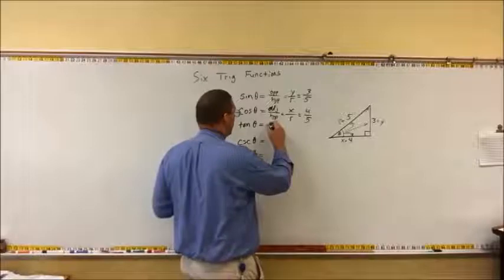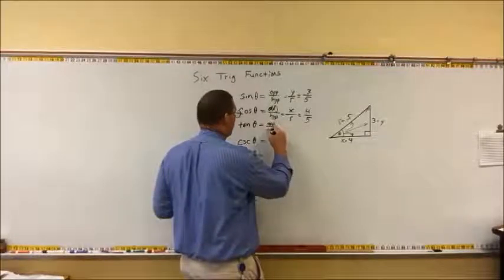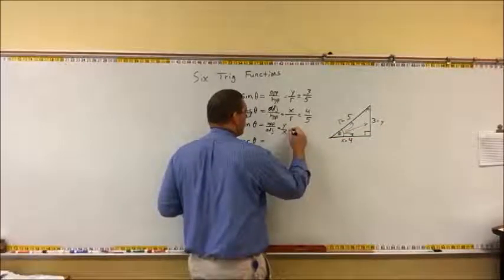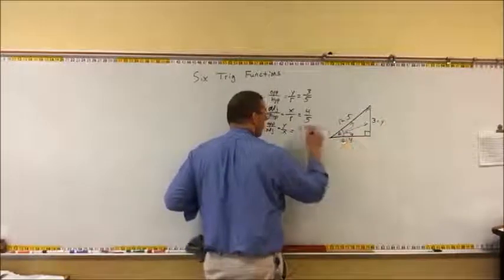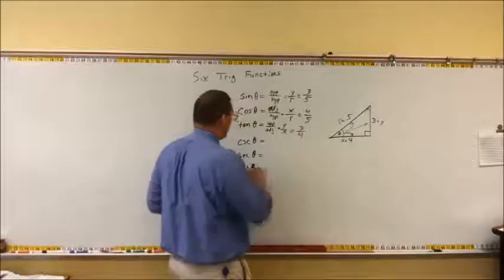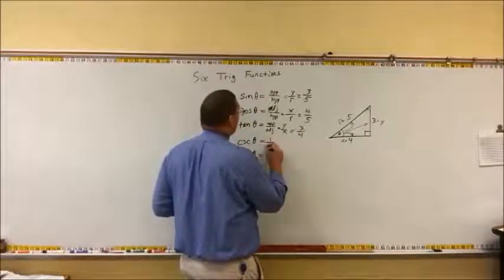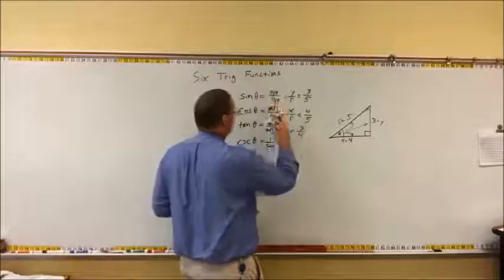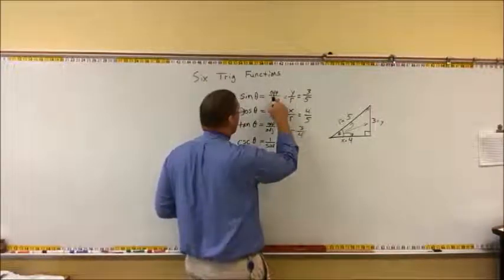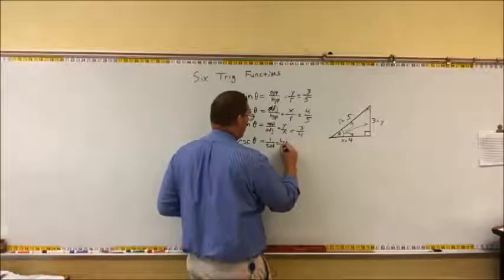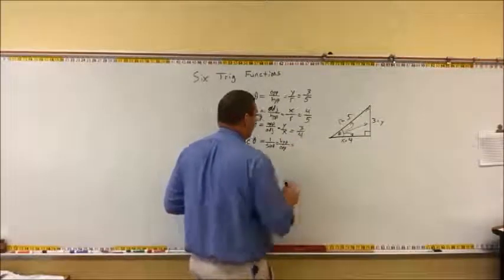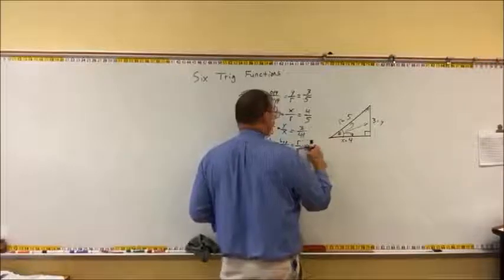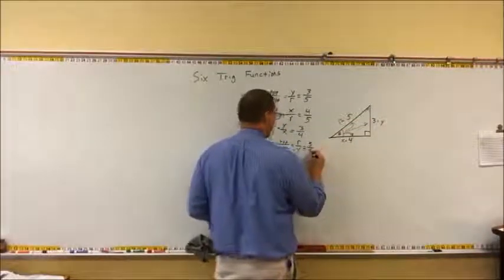All right, tangent is opposite over adjacent, which is the y side over the x side. Y over x is going to be 3 over 4. Cosecant is 1 over sine, right? Making it the reciprocal of sine, which would flip the opposite and the hypotenuse. The reciprocal of opposite over hypotenuse is hypotenuse over opposite. So the hypotenuse is r over opposite is y. So in this case, that would be 5 over 3.